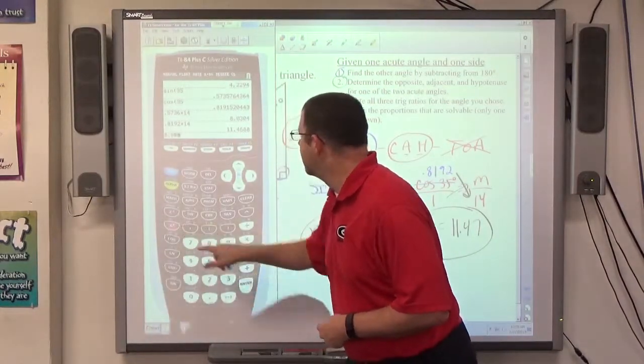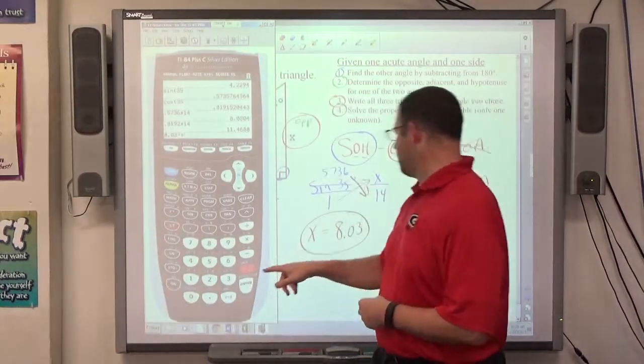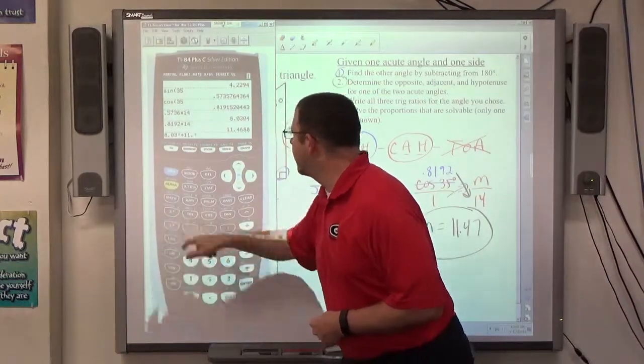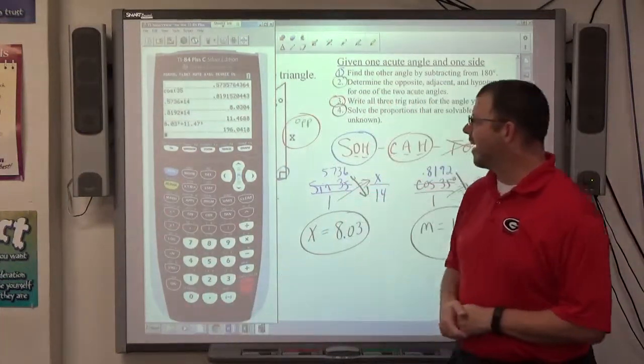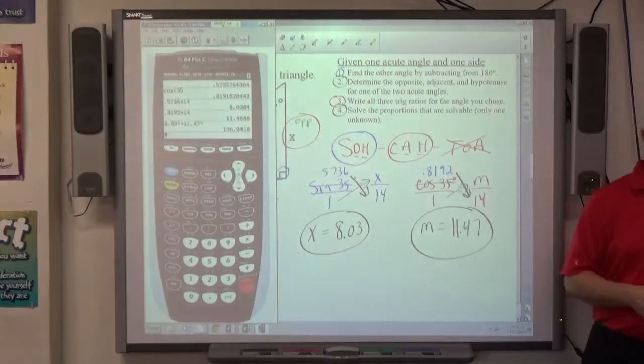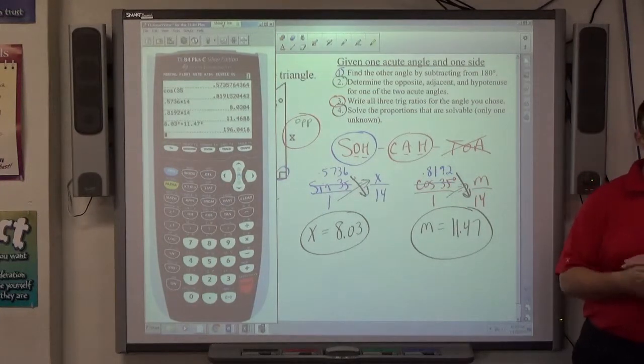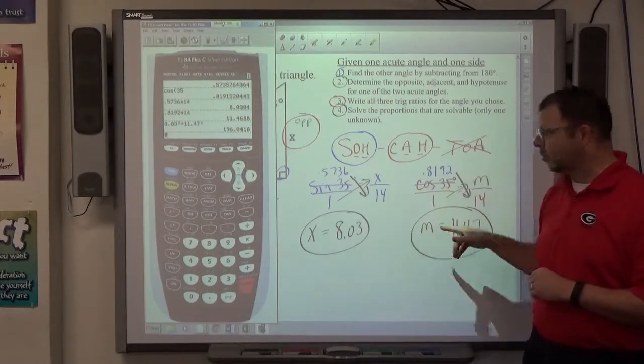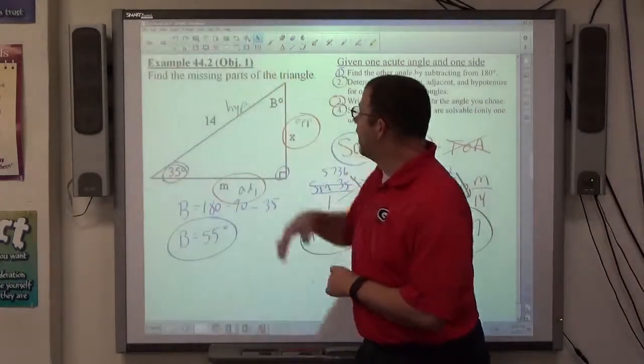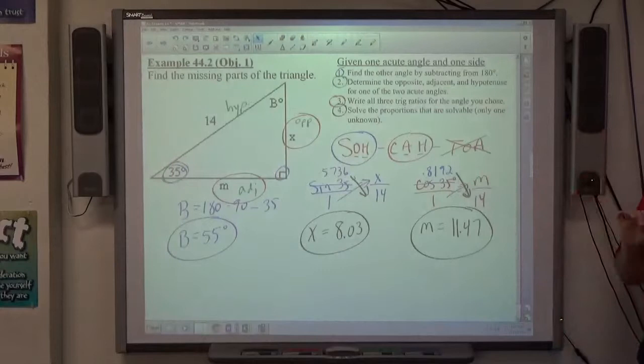8.03 squared plus 11.47 squared comes out to 196.0418. Almost the same as 14 squared, right? 14 squared being 196. Again, approximately, because these are approximate, that's how you handle that. That's a quick way to check these. If you do the Pythagorean theorem and it's valid, chances are you got your sides right.